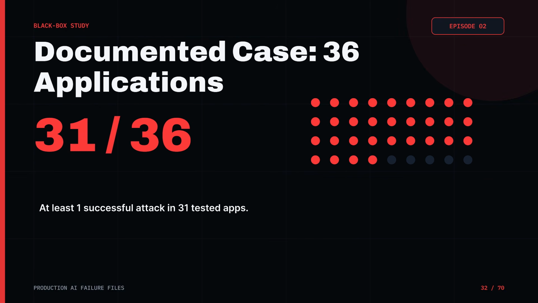Another research team built a black box prompt injection method and tested 36 real LLM integrated applications. They reported at least one successful attack against 31 of them, and 10 vendors validated the findings. That study does not prove every current application fails in the same way. It does show that this was not an isolated chatbot trick.